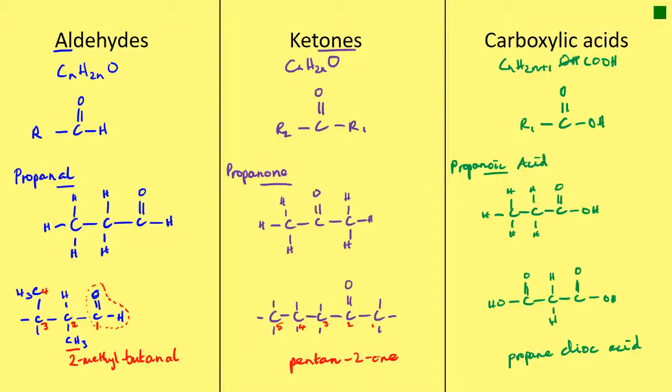Propane dioic acid. Now notice the E. When we were dealing with a single carboxylic acid functional group in the molecule, we dropped the E, but with the dioic acid, then we keep the E from convention. So there we have the very basics of aldehydes, ketones and carboxylic acids. What we should move on to now is how to make them.